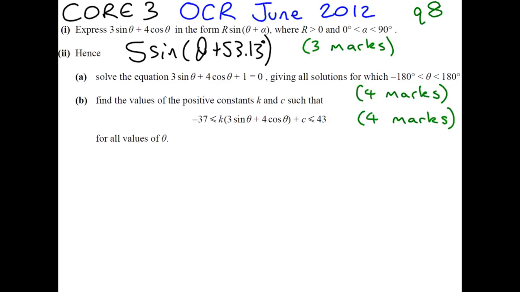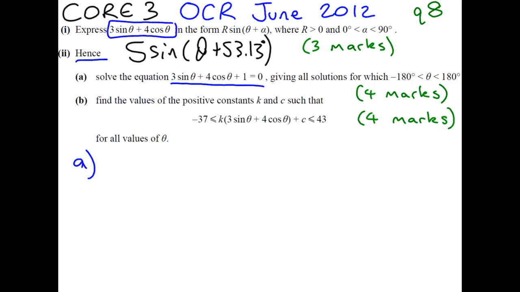Part 2 starts off with the word hence. That means that you're going to have to use what we found out in part 1 to help you with part 2. So part A of part 2 says solve the equation 3 sine theta plus 4 cos theta plus 1 equals 0. So look at what we've already done in the previous question.